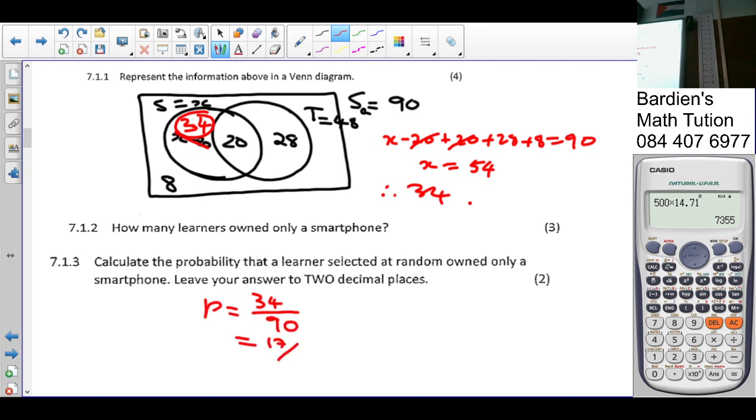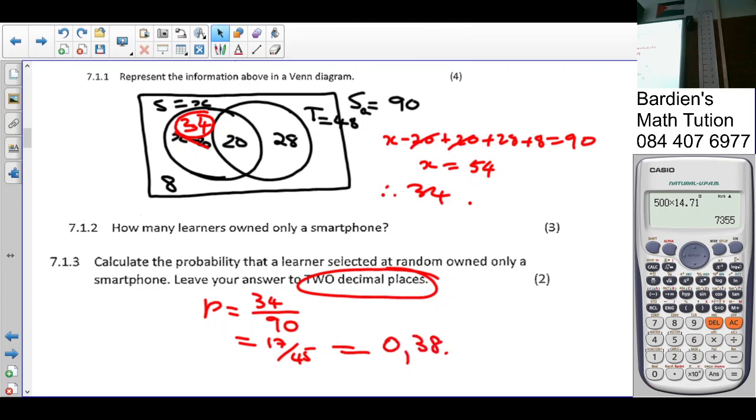17 over 45, which is, now remember they asked you to do decimal places. 0,38. Now very important here that if you don't answer it in decimal format, you're going to lose a mark. Why? Because the question explicitly says to do decimal places. You guys understand?